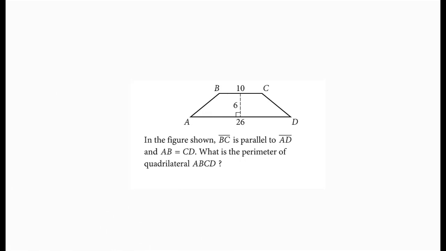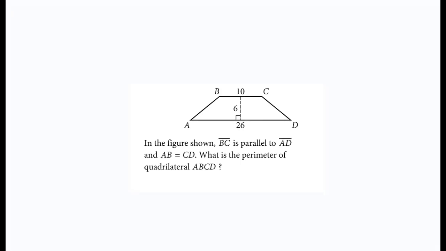Alright, so let's jump into this problem. In the figure shown, BC is parallel to AD, so we know that it's a trapezoid, and AB is equal to CD, so these two are the same. Now, if those two are the same, we know that this is going to be an isosceles trapezoid. So the question here is asking us, what is the perimeter of the quadrilateral?